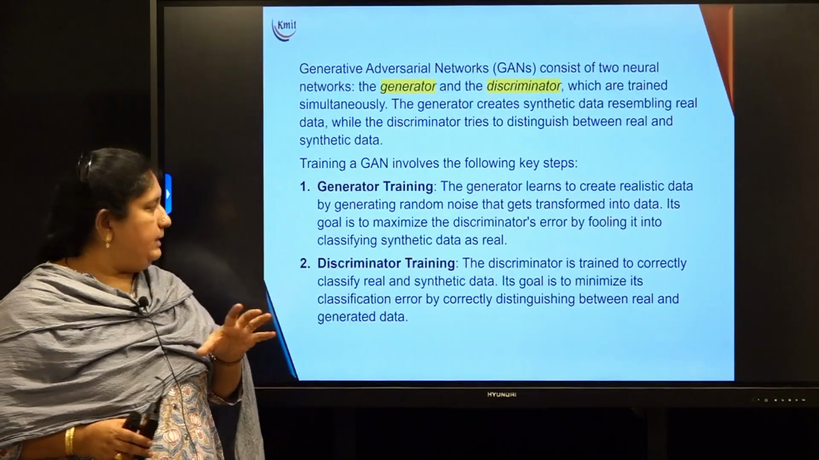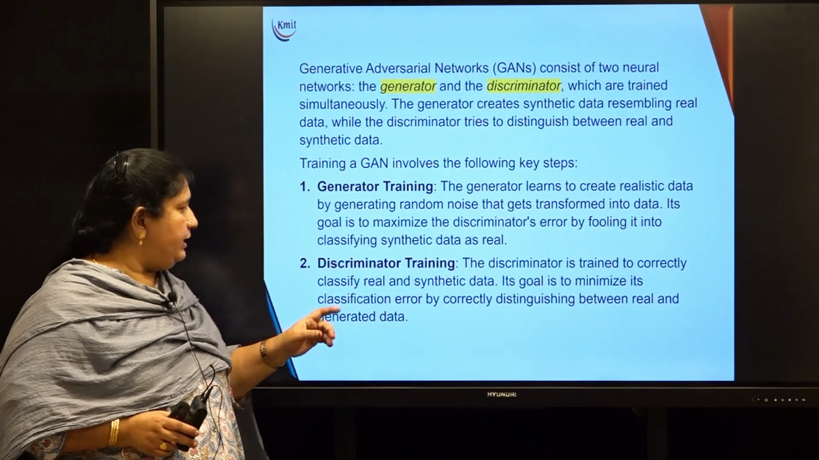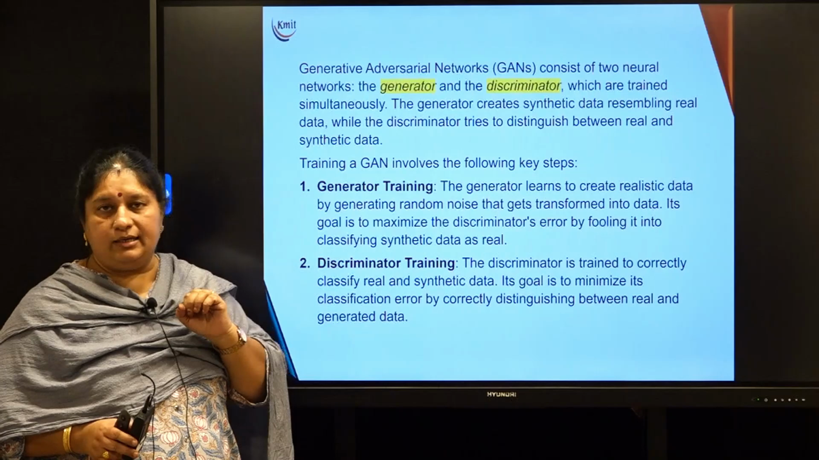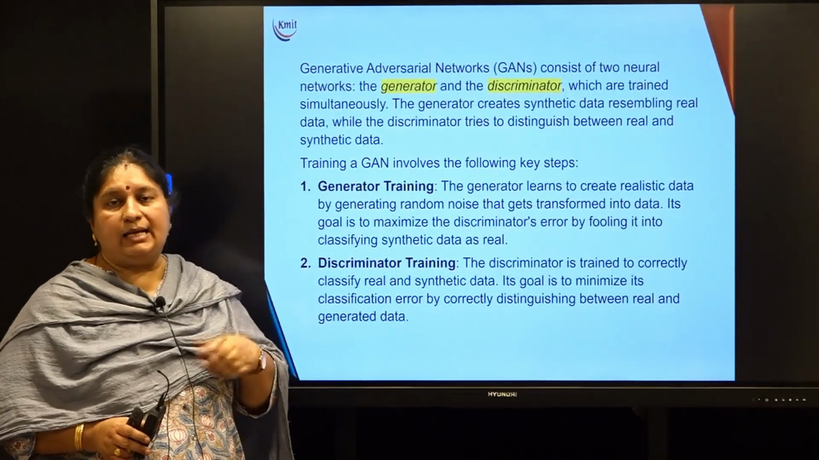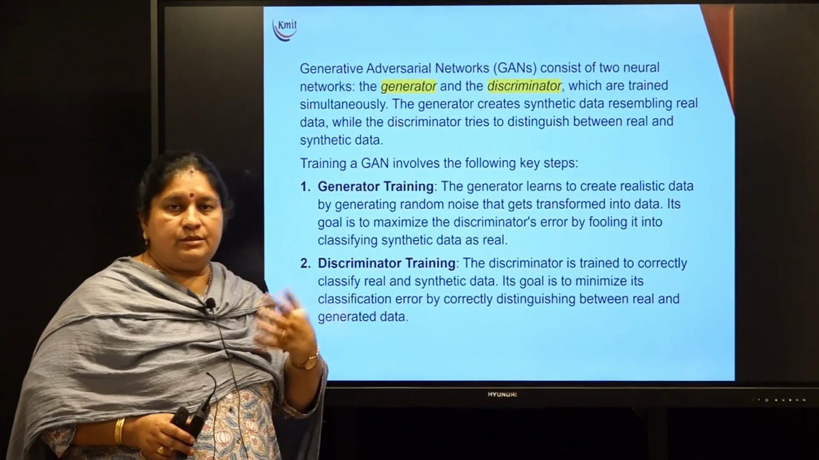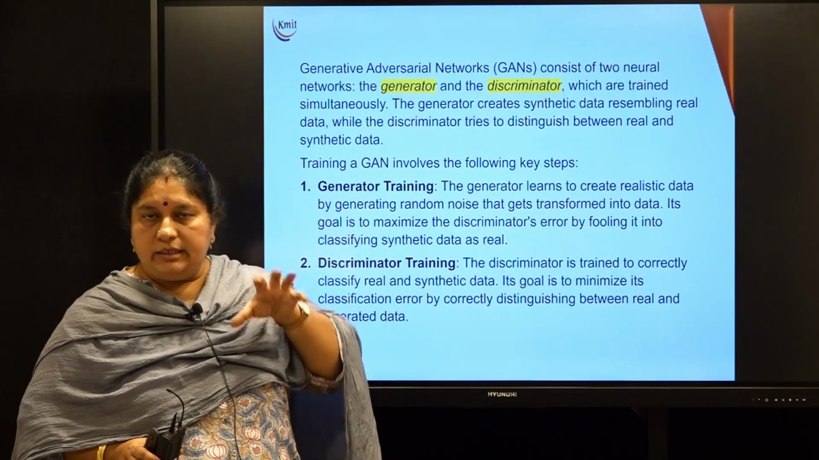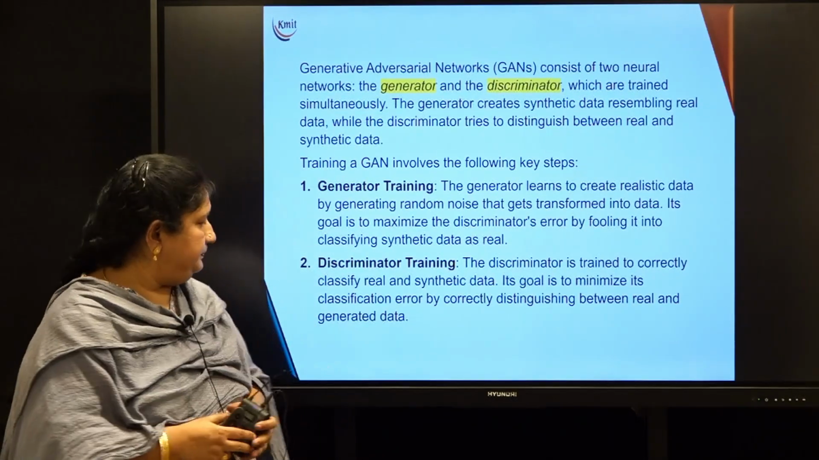and create more realistic data. Discriminator training: the discriminator is trained to correctly classify the real data from the synthetic data, right? The goal is to minimize the classification errors, and it has to always try to identify the differences between the real data and the data which is generated by the generator.